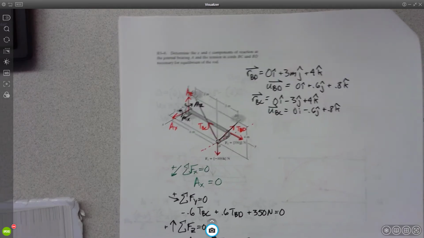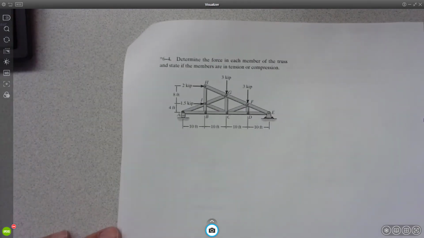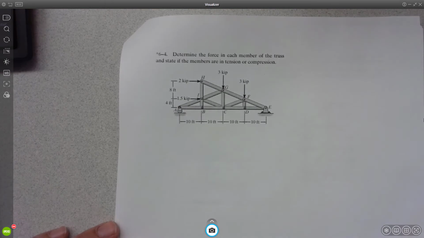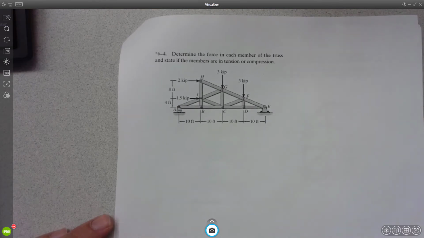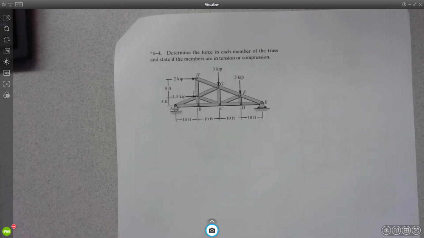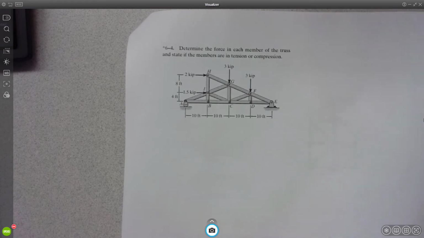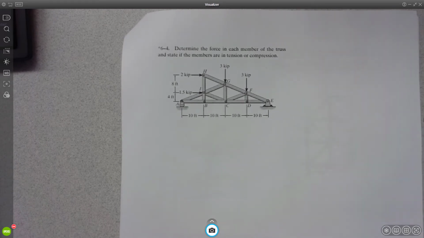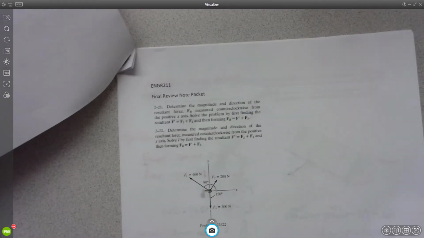All right. How do people feel about trusses? Pretty good? Skip, do you want a review problem on a truss or not? Do one? Okay. I mean, unless people want to do something else, we can come back to it. Come back to it? Okay. What number?